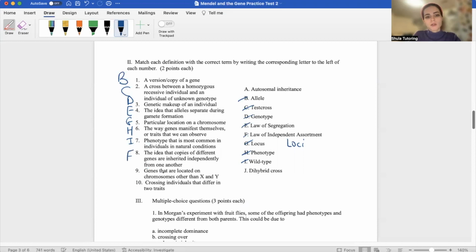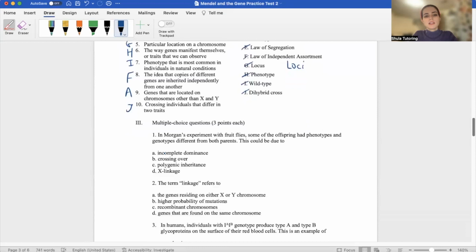Genes that are located on chromosomes other than X and Y, that's autosomal inheritance. A. Crossing individuals that differ in 2 traits, that's dihybrid cross. We use that one. So that's that.